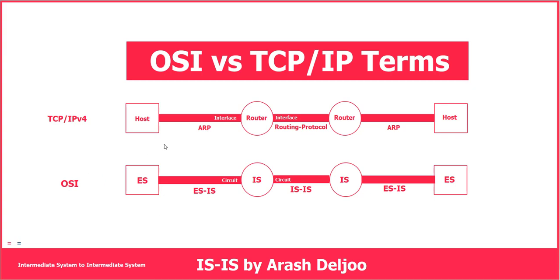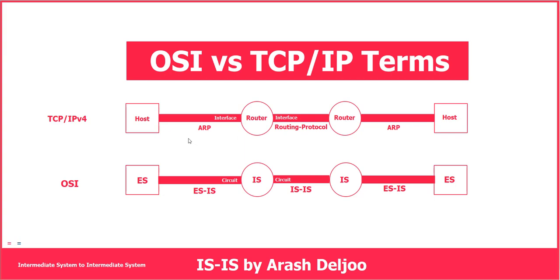Look at here. This is the top scenario, a network with TCP/IPv4 terms. We have two hosts, the left host and the right host, and also we have two routers. Router 1 is connected to the left host, and router 2 is connected to the right host.